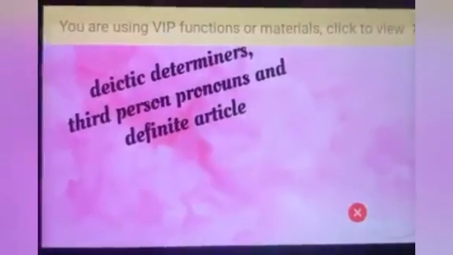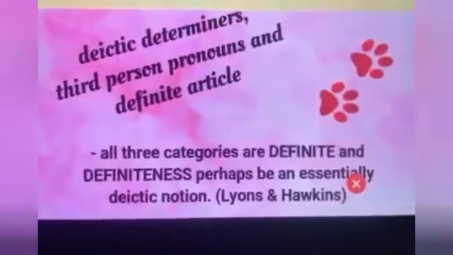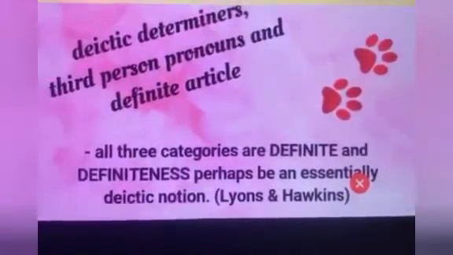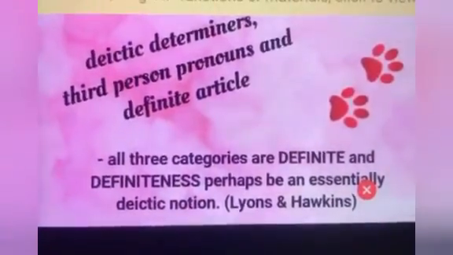Noted fairly close connections between deictic determiners, third-person pronouns, and the definite article. All three categories are definite, and definiteness may perhaps be an essentially deictic notion. Lyons suggests that this retains a pronominal element as well as containing an adverbial element similar to here.